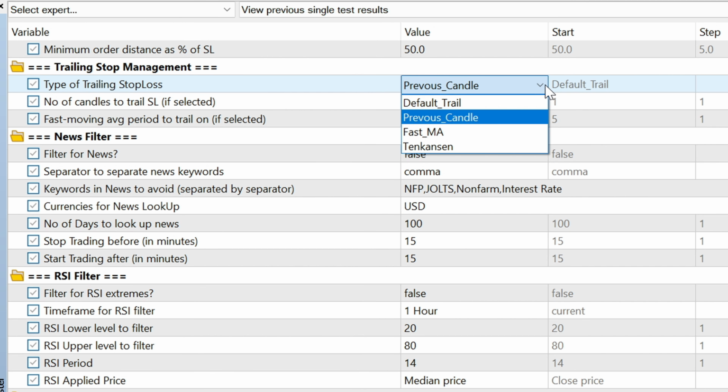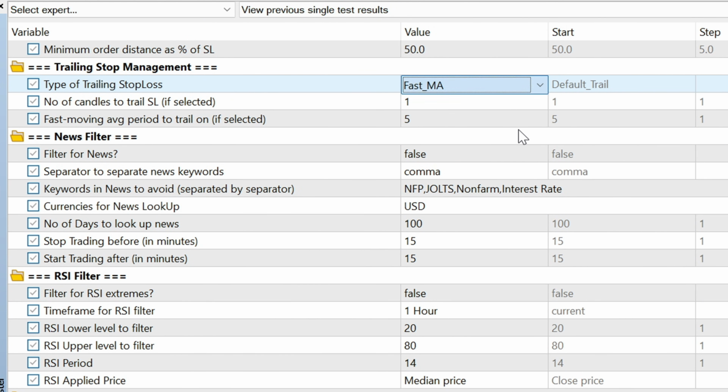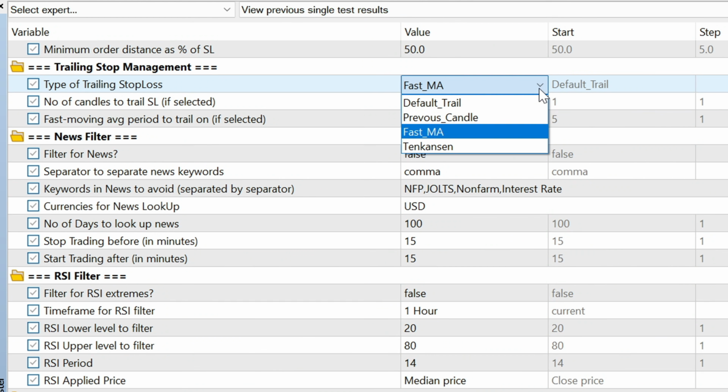Another way you can trail the stop loss after it has moved to break even is on a fast moving average. In that case, you define what that fast moving average is going to be. So there is a little bit more distance than just the last candle or the last from last candle. And lastly, you can also decide to trail it on the Ichimoku Tenkan-sen line, in which case, once the price has moved in profit and the stop loss has moved to break even, after that, the trailing is going to happen on the Tenkan-sen line.